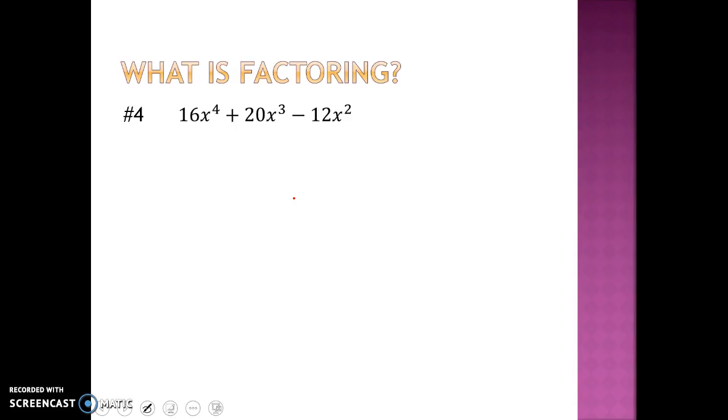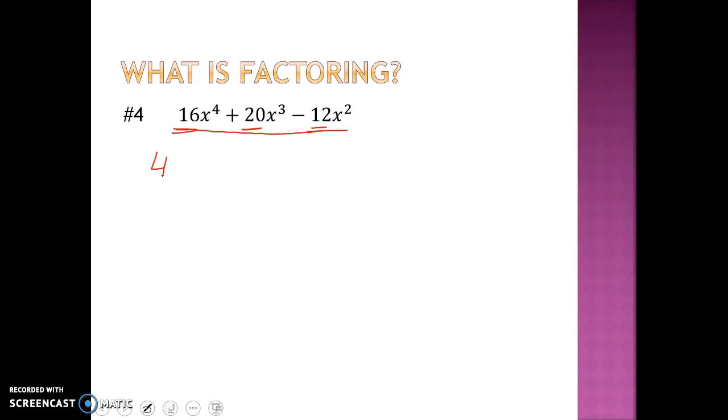All right, so let's try going in the opposite direction. This is kind of like our answer. And what we want to do is figure out what could we have multiplied together to get 16x to the 4th plus 20x to the 3rd minus 12x squared. So the first thing that I want to do is figure out what goes into 16 and 20 and 12. And that's a 4. 4 is the biggest number. Now I could pull out a 2, but I think 4 is the biggest number that goes into all 3 of those numbers.